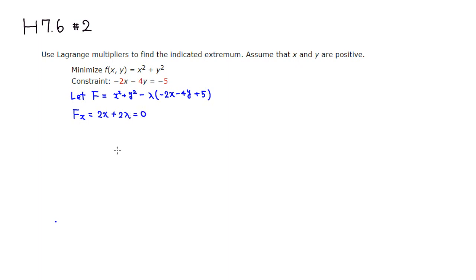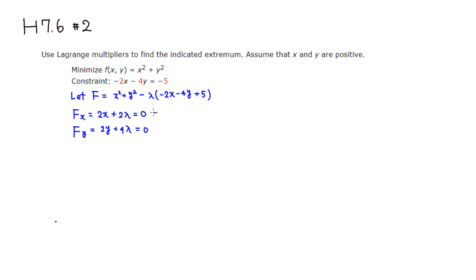Then let's look at the partial of capital F with respect to y. The partial of y squared is going to be 2y, and then we have a negative lambda. The partial of this with respect to y is going to be negative 4, so it's going to be plus 4 lambda, and is equal to 0.